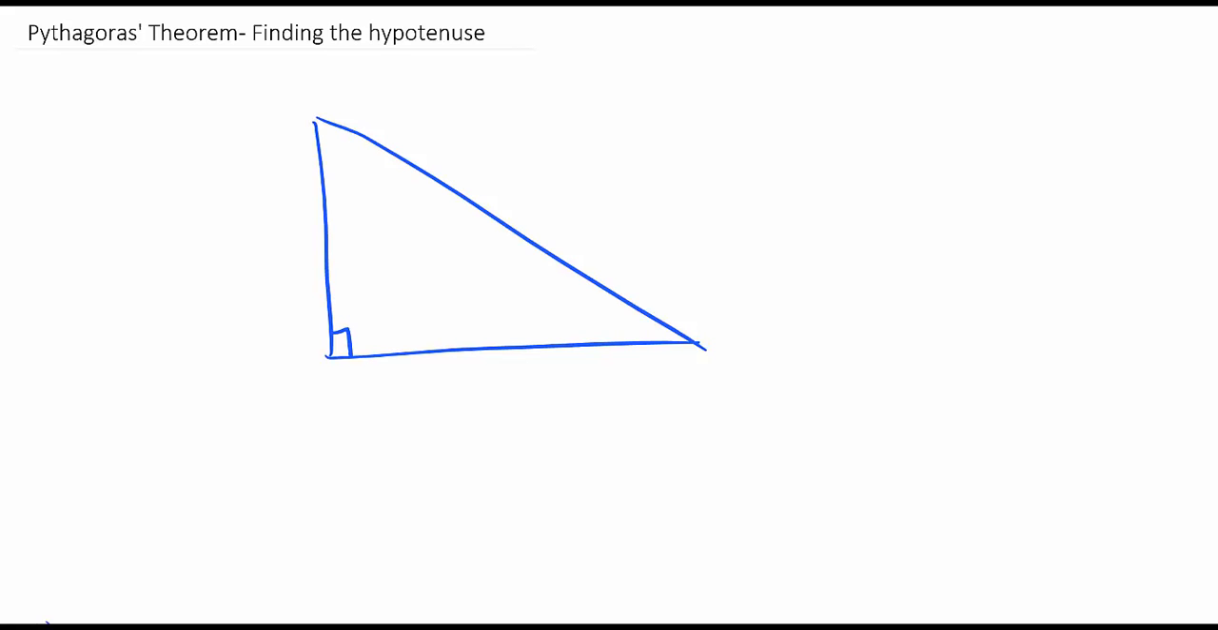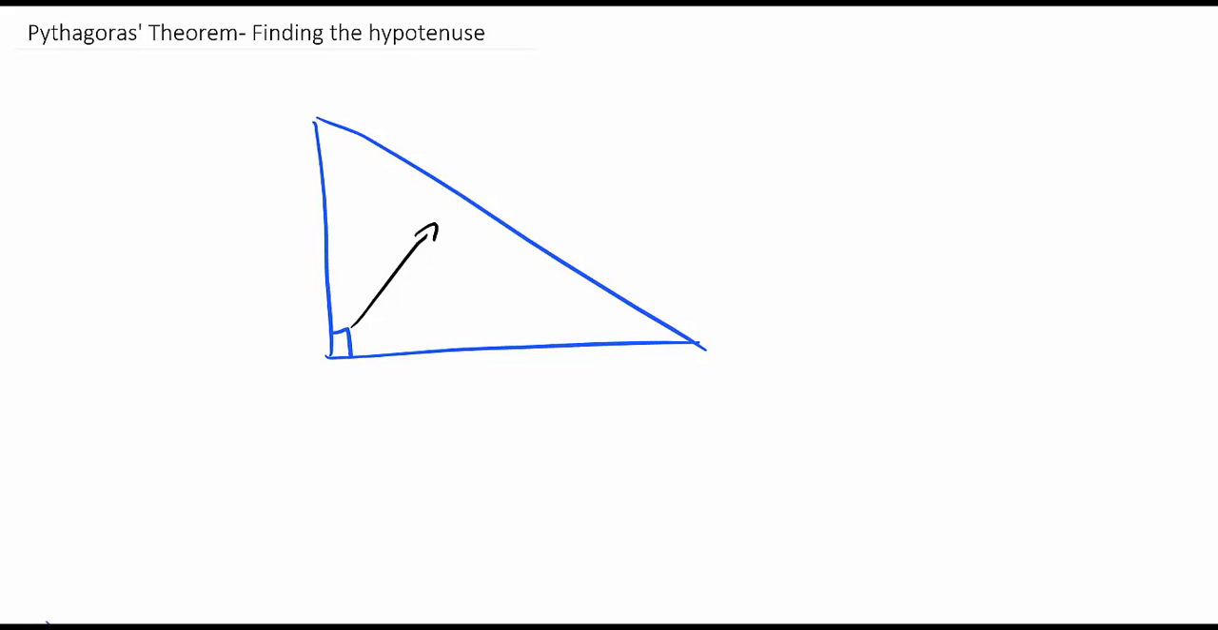Hi, in this video, we're going to use Pythagoras' theorem to calculate the length of the hypotenuse. If you aren't familiar with the hypotenuse, go and watch the video before this one. The hypotenuse is the longest side of the right angled triangle. It's opposite the right angle.